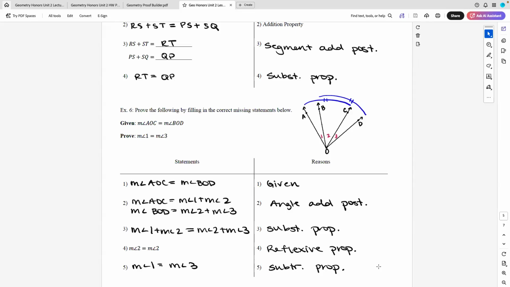But it could also be substitution because we know measure, we could. Oh no, but then that would be measure 1 equals measure 1. Of course something equals itself, so we call it reflexive. I think personally it was unnecessary. But angle 1 equals angle 3. I think we go straight from 3 to 5, personally. Yeah, Jake, of course. I think I could go straight from 3 to 5, 100%.